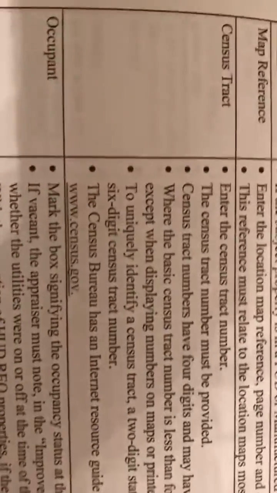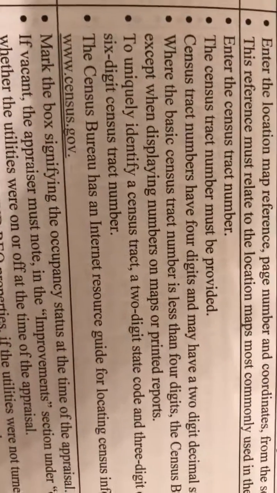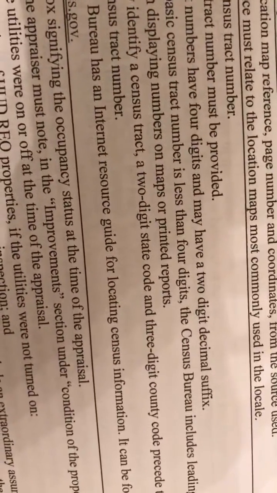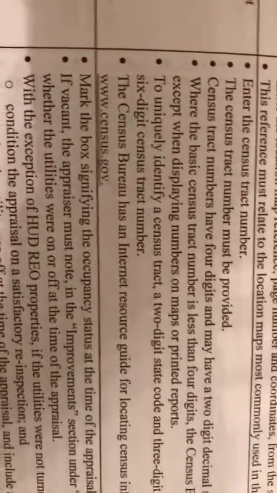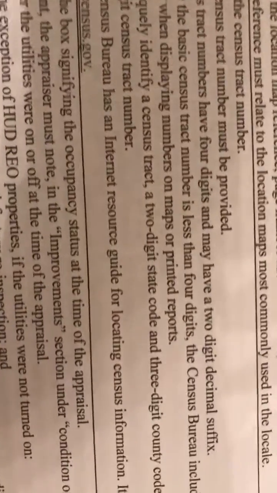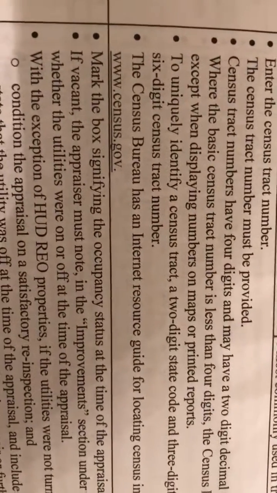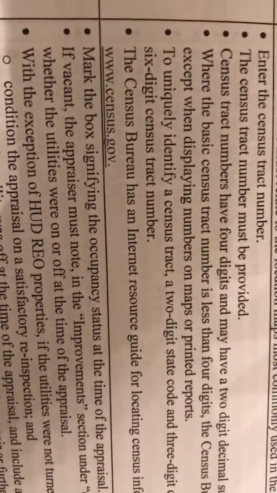Census tract. Protocol. Enter the census tract number. The census tract number must be provided. Census tract numbers have 4 digits and may have a 2-digit decimal suffix. Where the basic census tract number is less than 4 digits, the Census Bureau includes leading zeros except when displaying numbers on maps or printed reports.